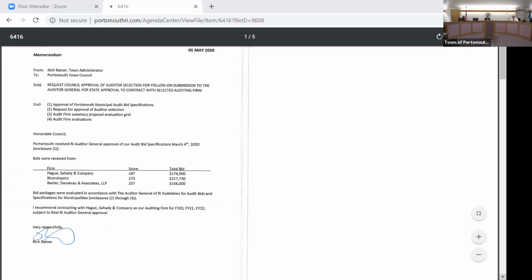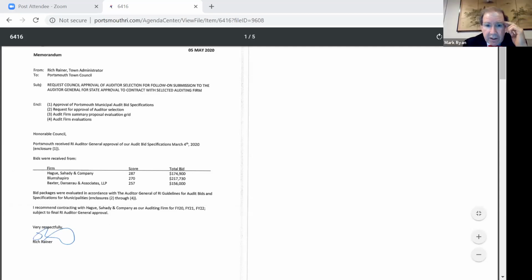Auditor General RFPs are very unique. You have to get Auditor General approval before you issue the RFP. And then once you've made a selection, you would have to get the Auditor General's approval to finalize your selection. So we're asking for you to approve our recommendation and allow us to send this recommendation to the Auditor General for his approval.